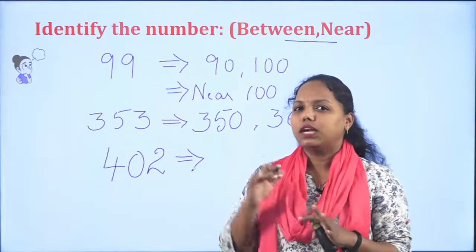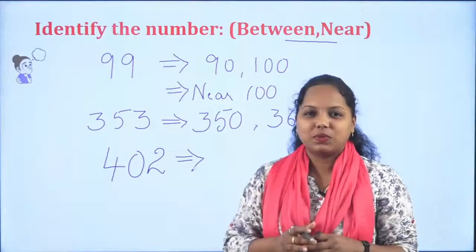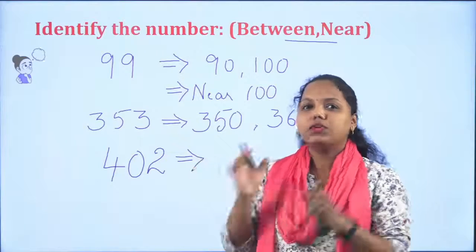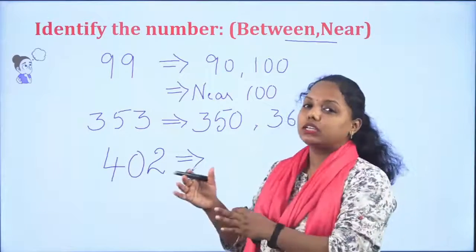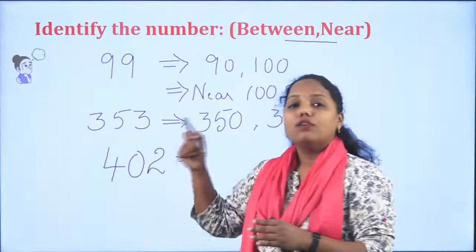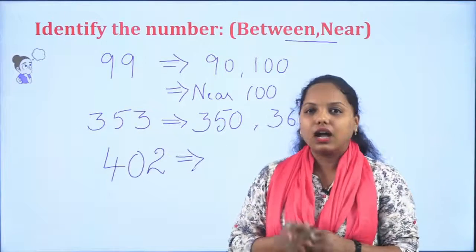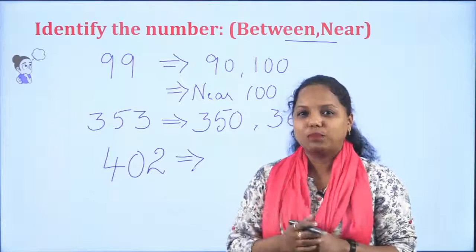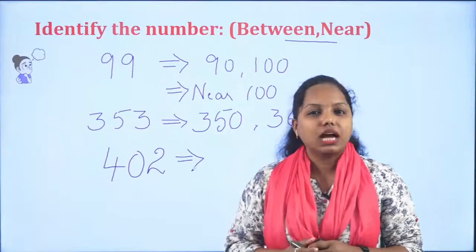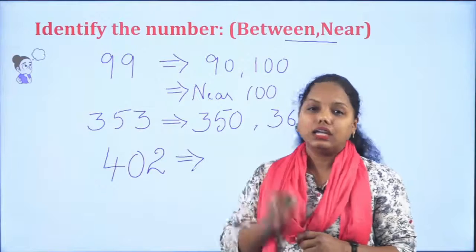402 falls between, let me take the hundreds place value since we are learning regarding the hundreds place value, 400 and 500. If you want to tell only the tens, it is falling between 401 and 410. I hope now this is very easy for you. You might get many questions regarding this, based on the question on between and near.